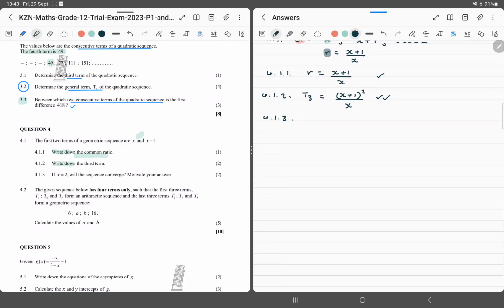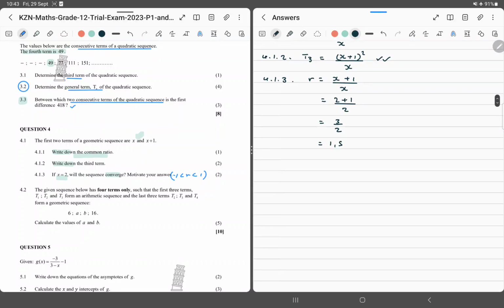4.1.3. It says if x is equal to 2, will the sequence converge? Well, we will find out. Now we know that for a convergent series, r has to be less than 1 and greater than minus 1. If r is outside this domain, then the series does not converge. So let's find out. r is equal to (x plus 1) over x, which is (2 plus 1) over 2. This is basically 3 over 2, which is 1,5.